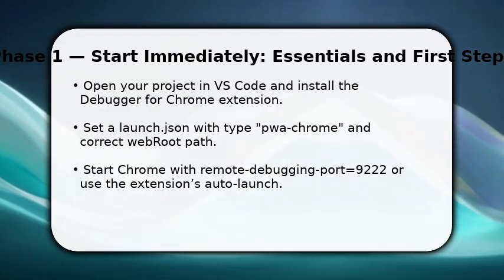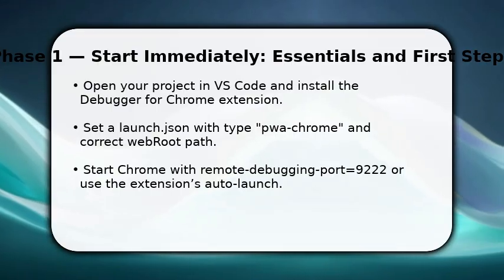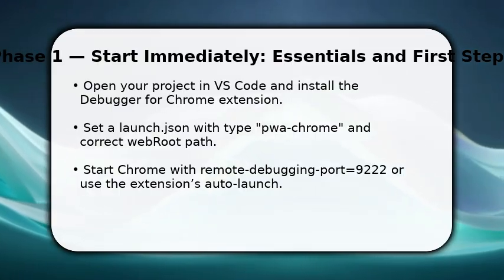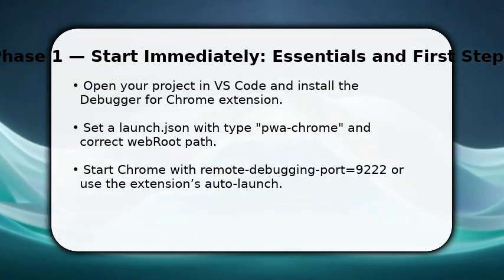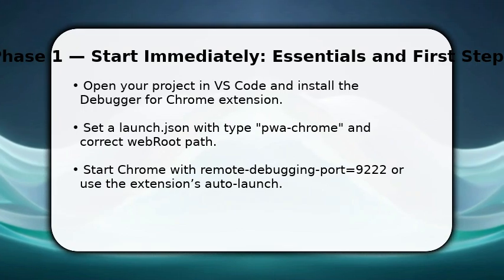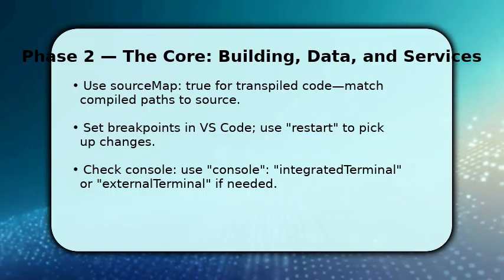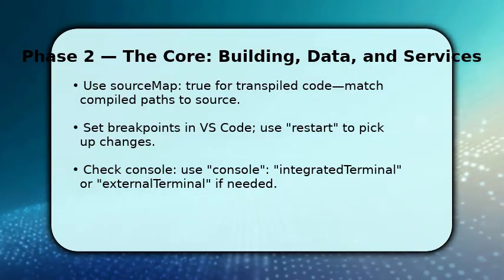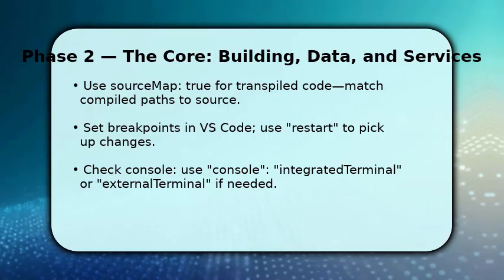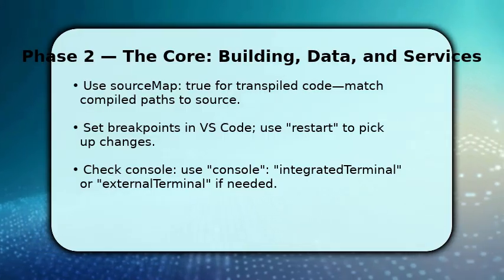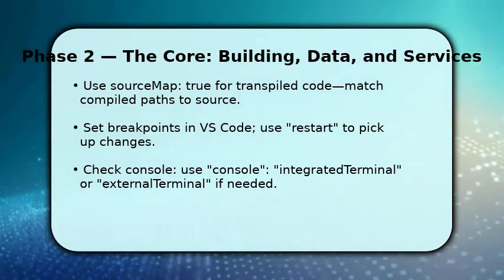You do this to connect VS Code's debugger to Chrome's DevTools protocol, so breakpoints and console output map to your source files. Now focus on mapping and execution. If you use TypeScript or bundlers, enable source maps so Chrome can link compiled code back to original sources. Update webRoot or path mapping to resolve files.